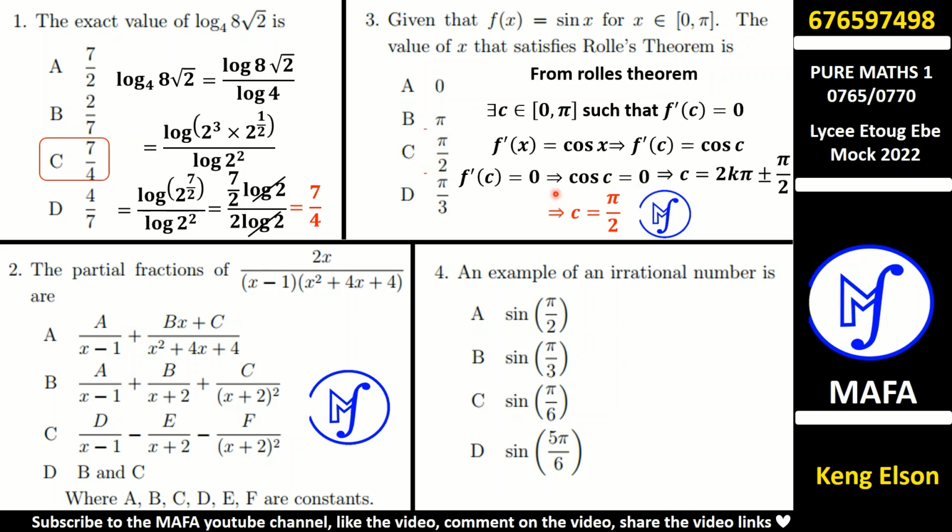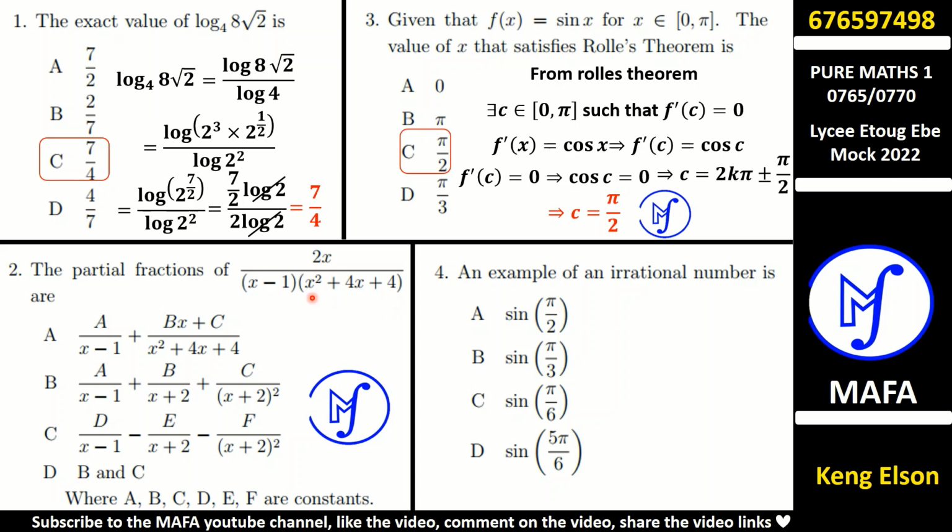So we can conclude that c equal to pi ln 2 is the correct answer. So option C is correct. Now let us move on to question 3. It is on partial fractions. It reads, the partial fractions of 2x on (x minus 1) times (x squared plus 4x plus 4) is.